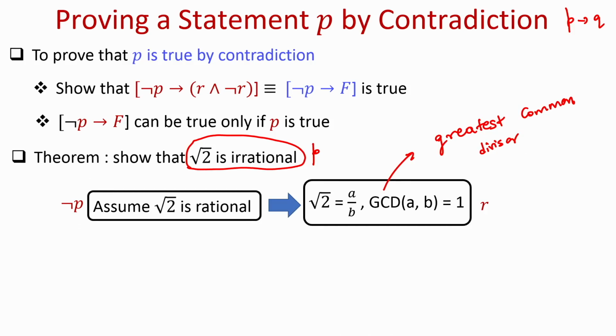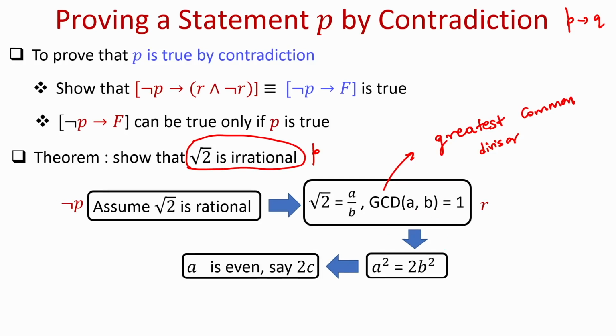I will show that from the same statement negation P I will derive the conclusion negation of R, which will establish that negation P is not possible. So, let us see how we can derive negation of R as well from negation of P. Since root 2 is of the form A over B, by taking square on both sides I get A square equal to 2B square.